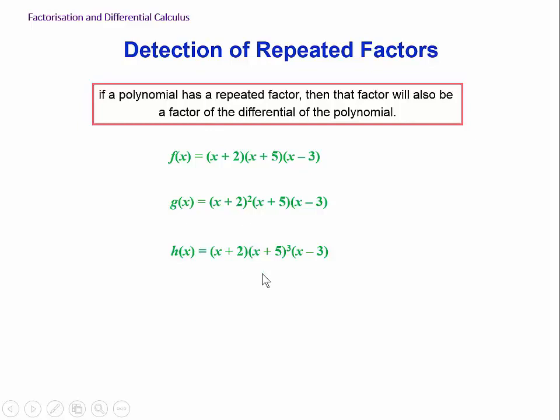And here, the theorem actually extends further. This is proved in my paper. If you've got a factor to the power 3, then not only will x plus 5 be a factor of h, it'll be a factor of the differential of h and the differential of a differential of h. Anyway, let's take an example.